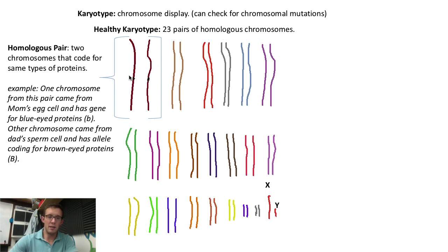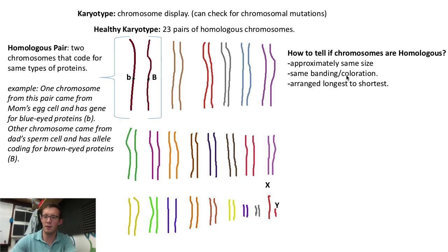And when we say homologous chromosomes, what we mean are just two chromosomes, one from mom and one from dad, that code for the same types of proteins. Now, if you wanted to make a karyotype for yourself, you could tell that these chromosomes are homologous with each other because they're approximately the same size and they have approximately the same banding and coloration. Then to make the karyotype, you would sort the homologous pairs from the longest chromosome to the shortest.